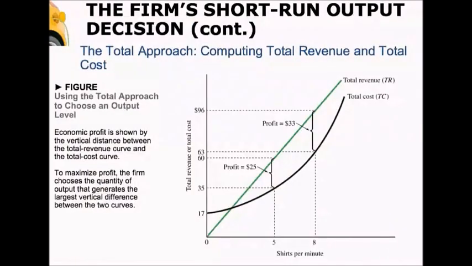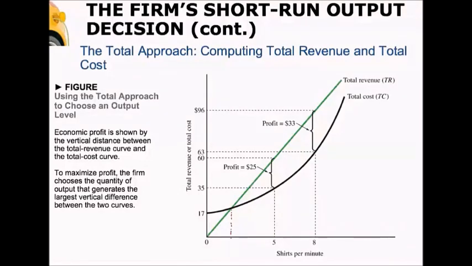So here we have the total approach, looking at total revenue and total costs graphically. Here's our total revenue line, which is the amount of money that's brought in for any amount of t-shirts that's produced per minute. And here's our total cost line. We can see that since we know that profits are equal to total revenue minus total cost, at this production level, we would have 0 profits.